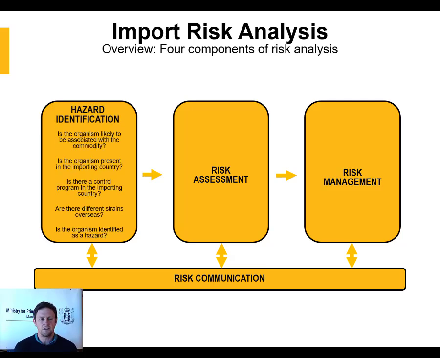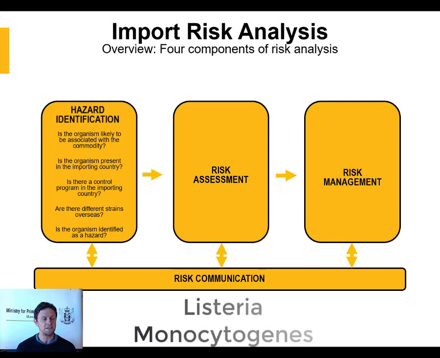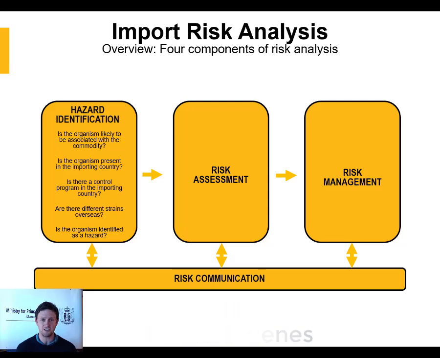So the first thing that we ask when we are looking at the particular hazard in question, and we could be looking at the likes of Listeria monocytogenes within an imported ready-to-eat product. So some of the questions we ask, first of all, is the organism likely to be associated with the commodity? If the commodity is a ready-to-eat product, is Listeria monocytogenes likely to be associated with that particular commodity? Is the organism actually present in the importing country? That helps us determine very quickly whether or not a risk assessment needs to take place.